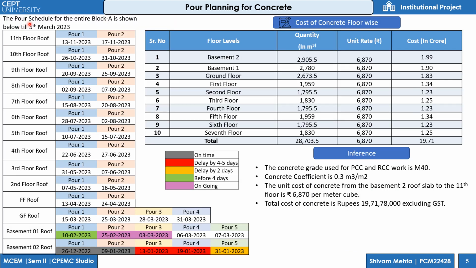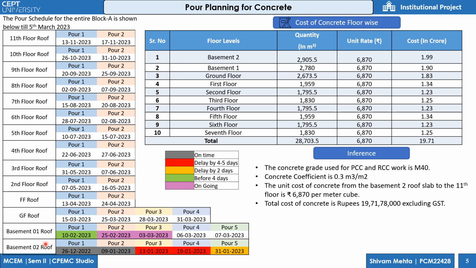We'll see the pour schedule for the entire block A. In this, the pour schedule is prepared on 5th of March 2023, in which, as you can see in the legend, gray shows on time, red shows delay by 4-5 days, orange shows delay by 2 days, green shows delay by 4 days, and pink shows ongoing.